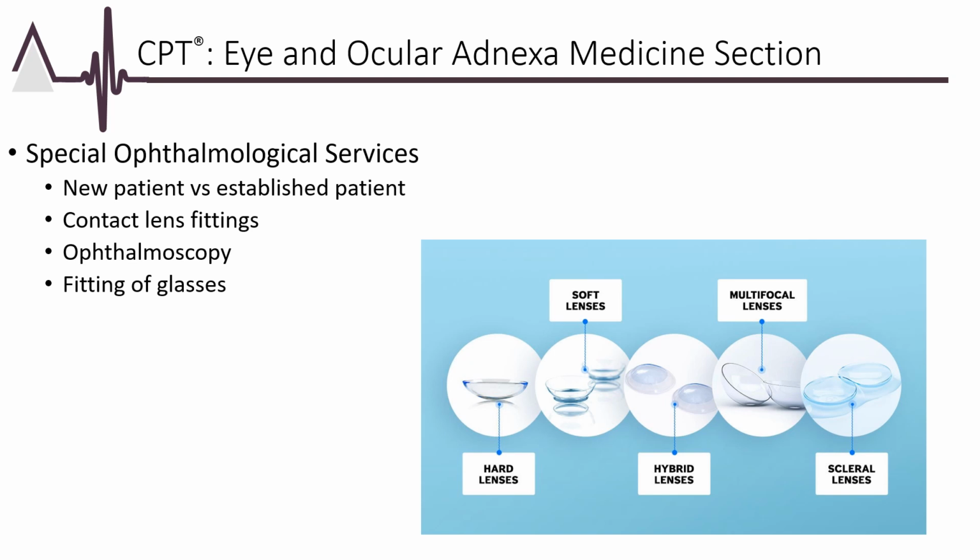This can be confusing. General ophthalmological services list 4 codes for new patients and established patients. Definitions for new and established patients are important. A new patient has not received professional services by the provider or one in the same group within the past 3 years. An established patient has.